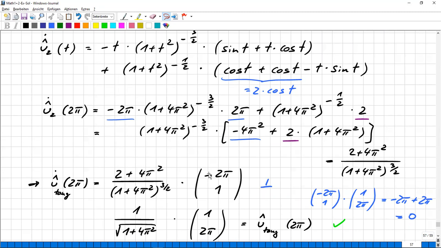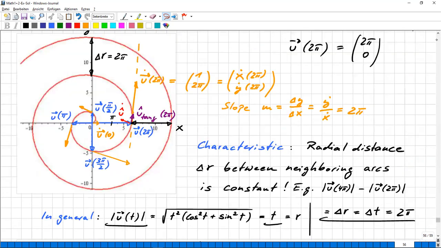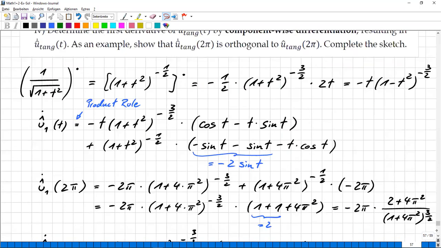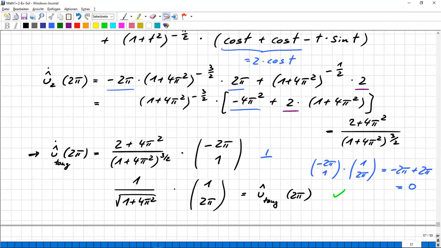So that's, in the end, the proof that what's seen graphically here and looks so harmless, this one, violet and red, that these two are perpendicular to each other. It was a hard task to find this out, I'm sorry. But then it's done.